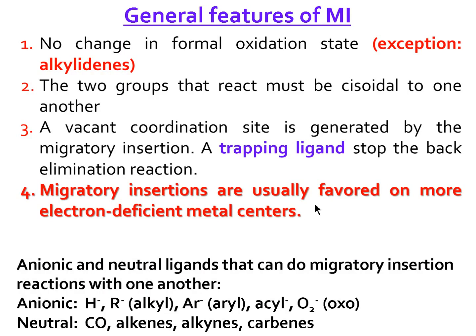The migratory insertion is in general favored on the metal centers poor in electrons. Consider, for example, metal carbonyl, and the metal M is poor in electron density. That means the carbonyl will give its maximum capacity to M, and the back donation from M to CO is practically impossible. So in this case, the carbon will have a partial charge delta plus, and X on the metal can attack carbon in this case easily.